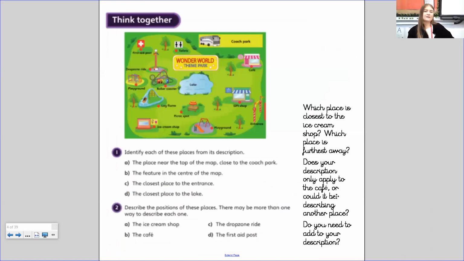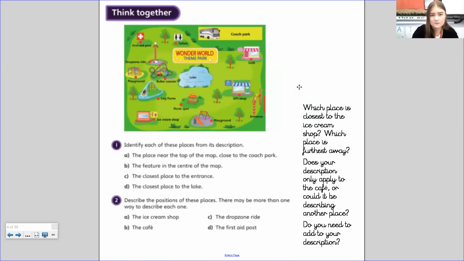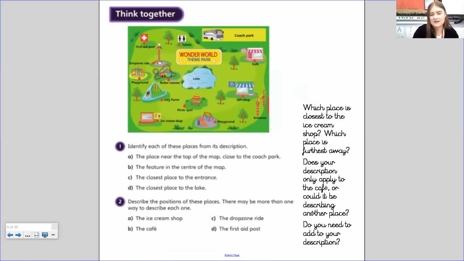So thinking together then, before we start, I want us to have a think about these questions. These questions are there to help us with answering these. So let's have a little look. Identify each of these places from its description. So what is the place near the top of the map? We can already get rid of things that are towards the bottom. I'm thinking I might get rid of things below the lake because that's halfway. And if we are talking about the top of the map, then I would say halfway and up. So I would probably get rid of things below the lake.